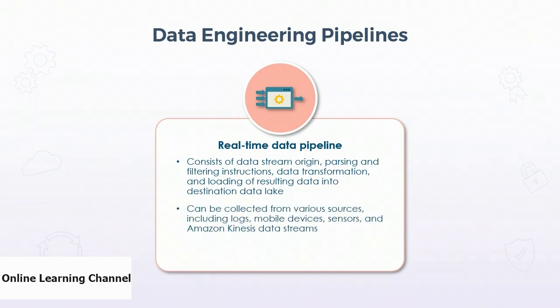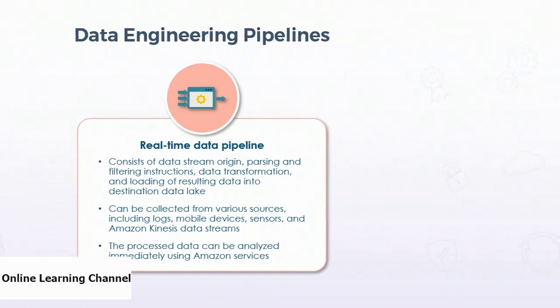Real-time data is collected from various sources, such as logs, mobile devices, or sensors, then is sent to stream processing platforms such as Amazon Kinesis. From Amazon Kinesis, data can be sent for data ingestion to a data lake. And as we've discussed earlier, data lakes are based on object storage services such as Amazon S3. Once the data transformation and data ingestion steps are successful, the processed data can be analyzed immediately using Amazon services or can be utilized for machine learning applications.